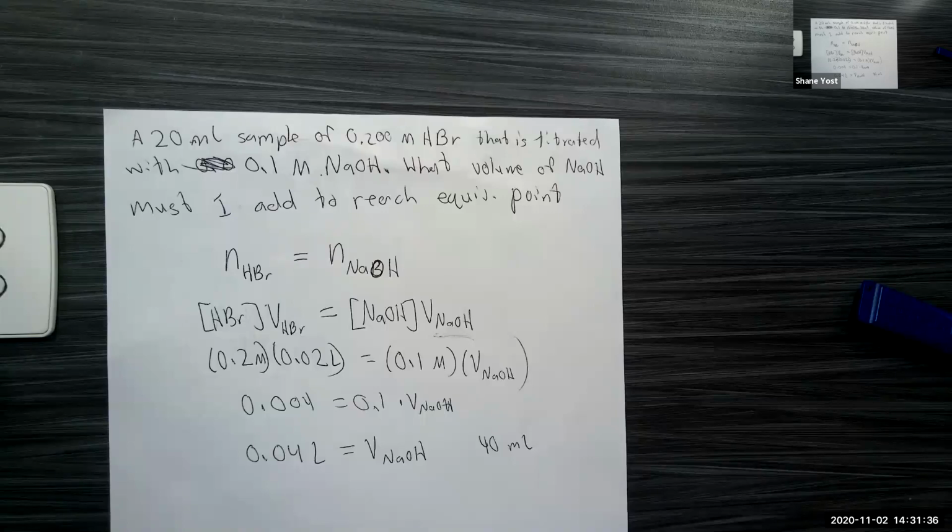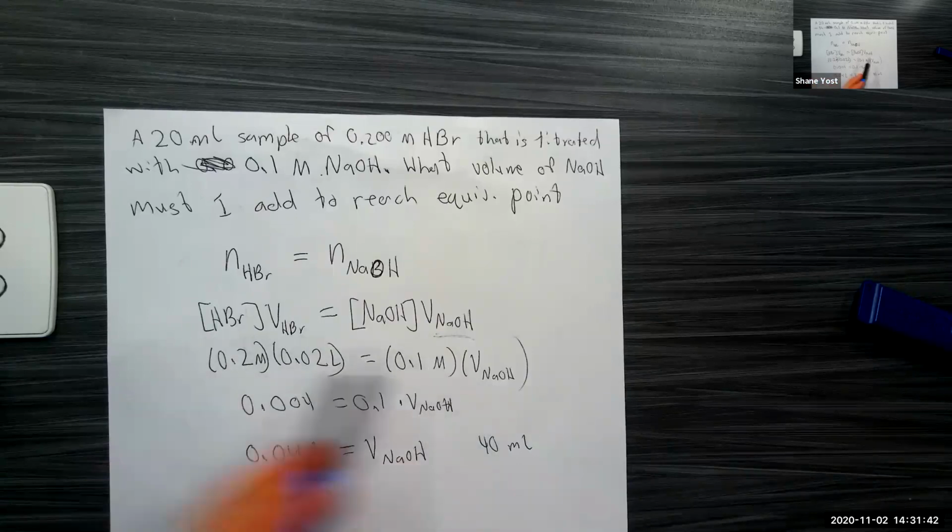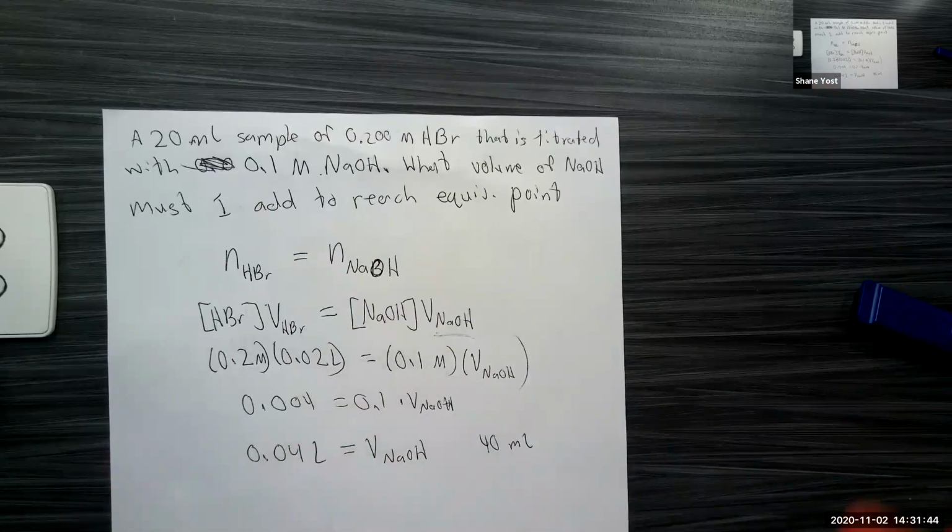But that is how I could find this relationship here. It's how I can find when I reach the equivalence point for any titration with an acid and a base. And it's just related to the volume and concentration of the acid equaling the volume times concentration of the base. So, questions about this example here?